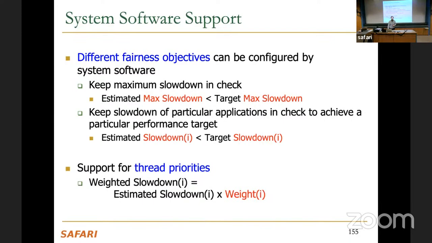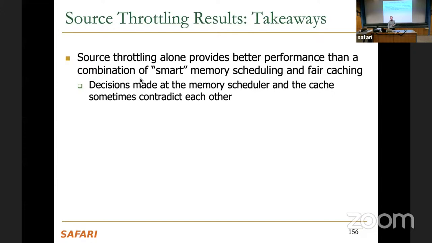So the takeaway is, I will not go into a lot of results, but this paper shows that source throttling alone provides better performance than the combination of smart cache and smart memory scheduling. And one of the reasons is that decisions made at the, I think it was the PAR-BS memory scheduler over here, and the fair cache contradict each other. The cache may be injecting a lot of requests to the PAR-BS memory controller, and this may not adapt quickly.